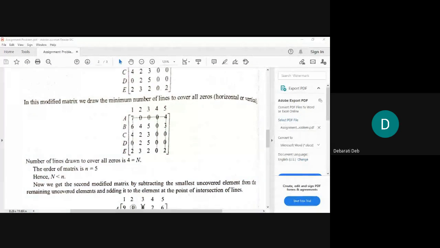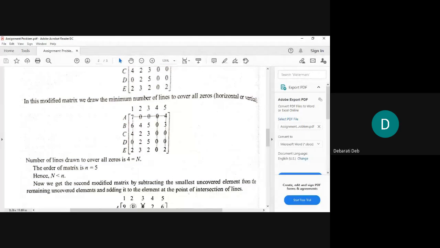Moving ahead, what we had to do? We had to identify the minimum uncovered element. What is the meaning of uncovered element? It means the elements through which the horizontal and vertical lines have not passed. So you have to find the minimum uncovered element, and then deduct that minimum element from all the other uncovered elements.